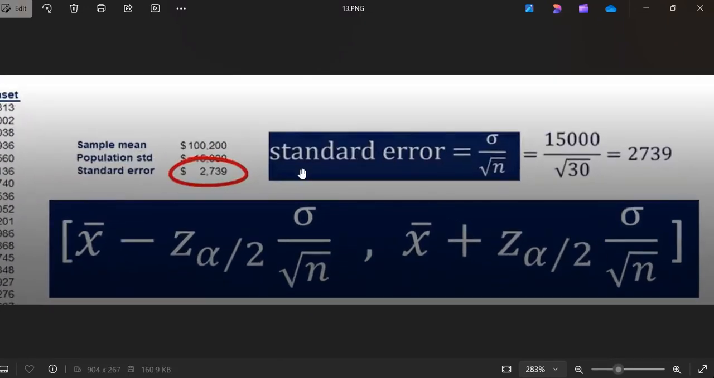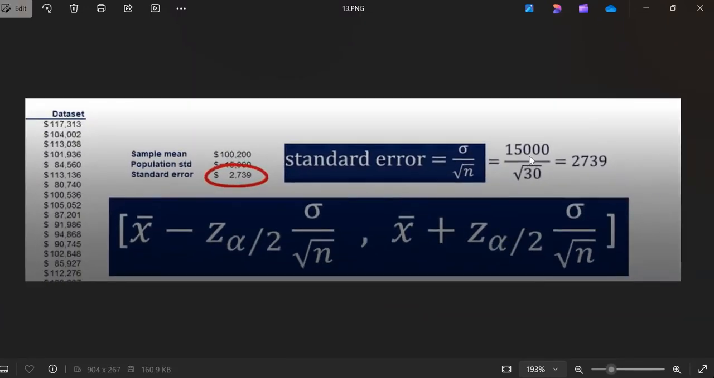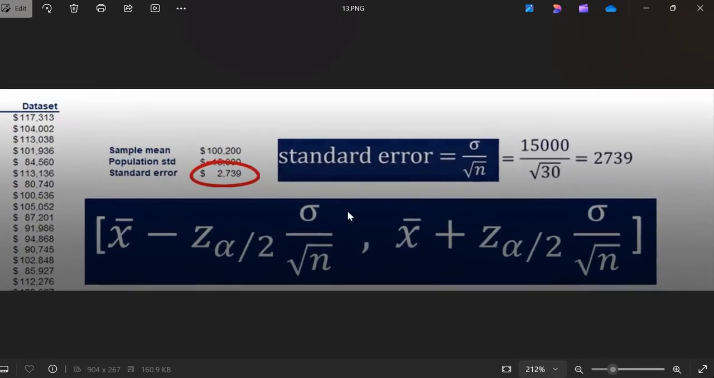So how to compute sigma? What is the population standard deviation? 15,000. What is the sample size? 30, because I asked 30 people, give me your data science salary. 30 samples, 1, 2, 3, 4, 5, 6, 7, 8, 9, 10, 30. So what is the value we got? 2,739. So now can I mention this?